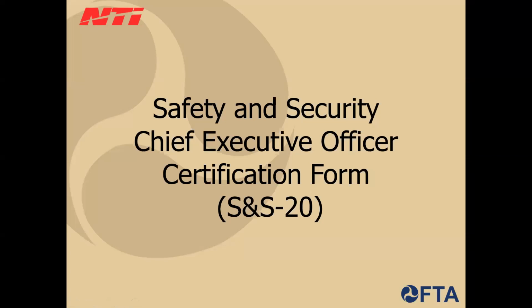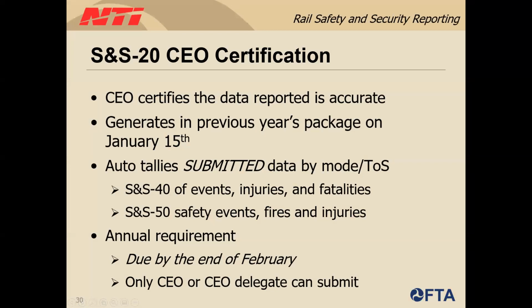That concludes the navigation. So we'll move on to the SNS 20 Safety and Security CEO form. The SNS 20 CEO certification form is the CEO's confirmation of the accuracy of the safety and security data for the previous calendar year. The form becomes available on January 15th in the previous year's safety package. The form automatically calculates data from submitted reports for the year.